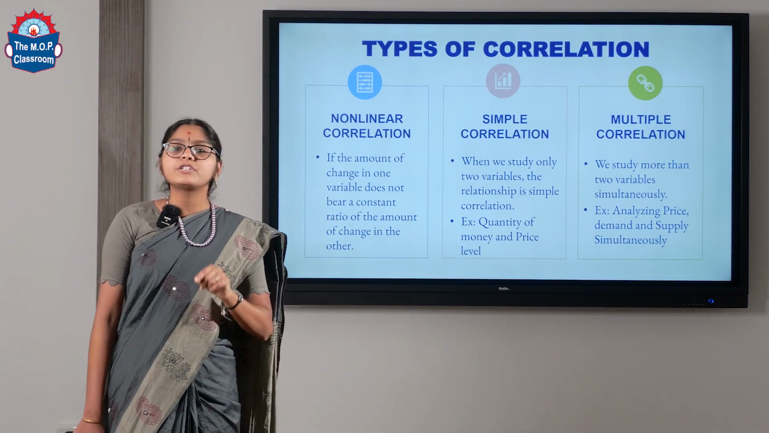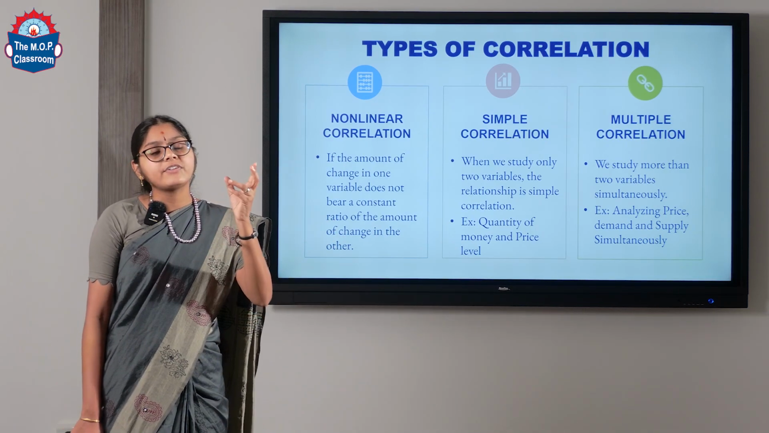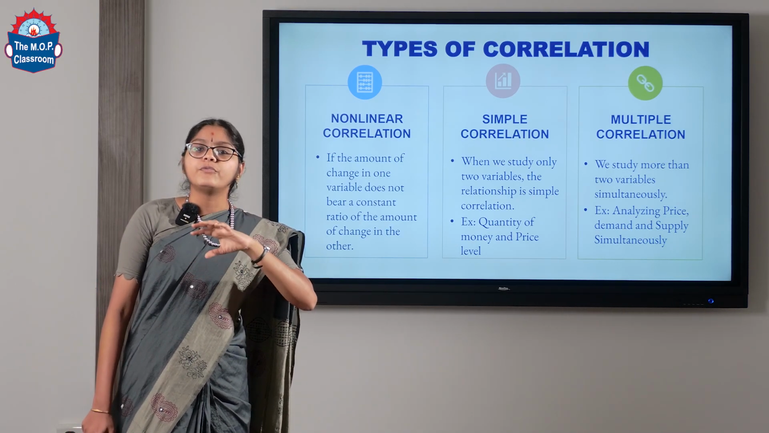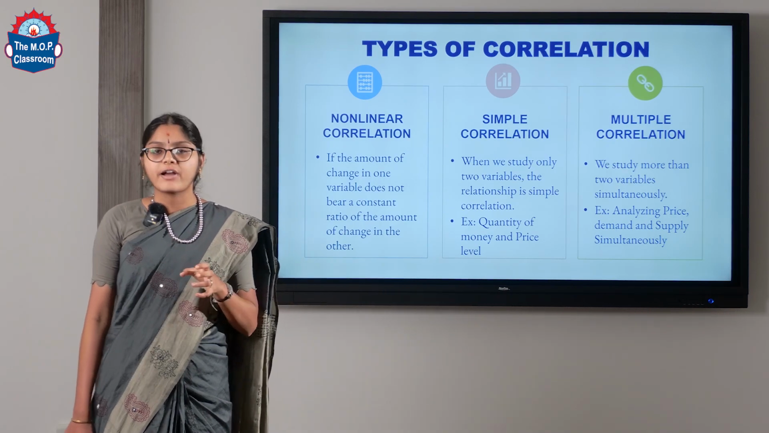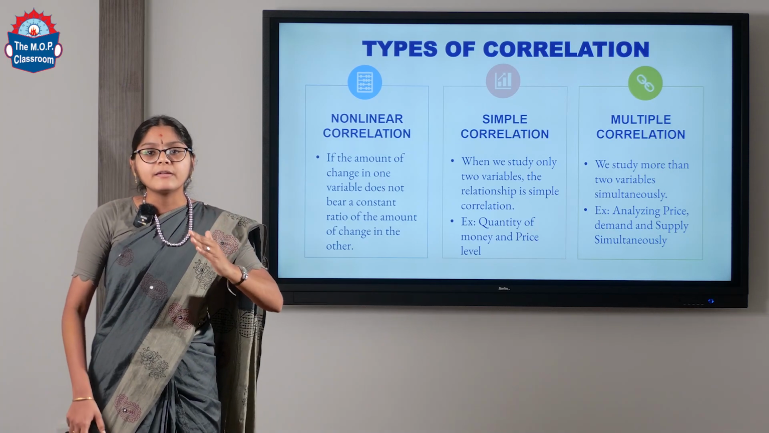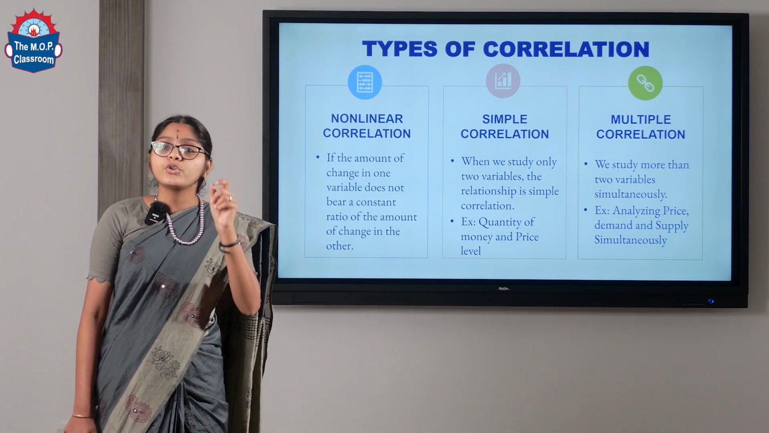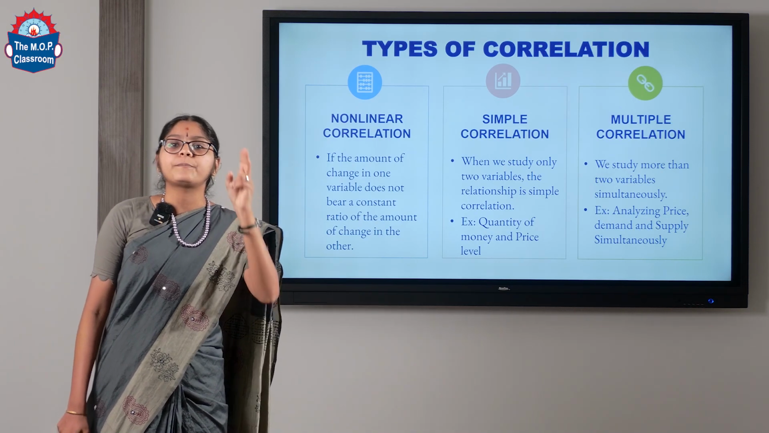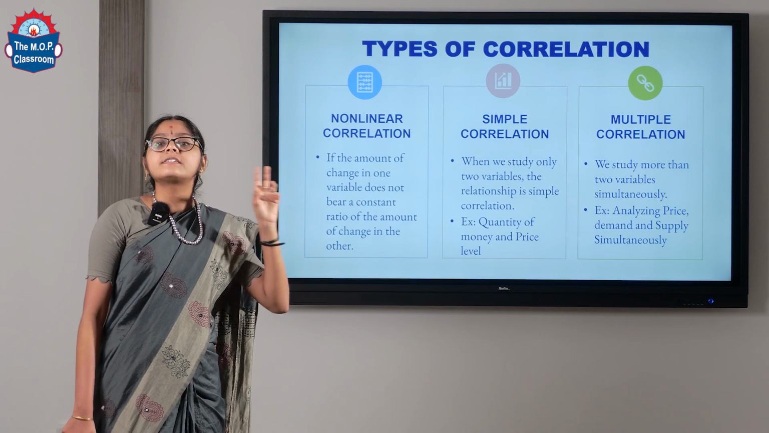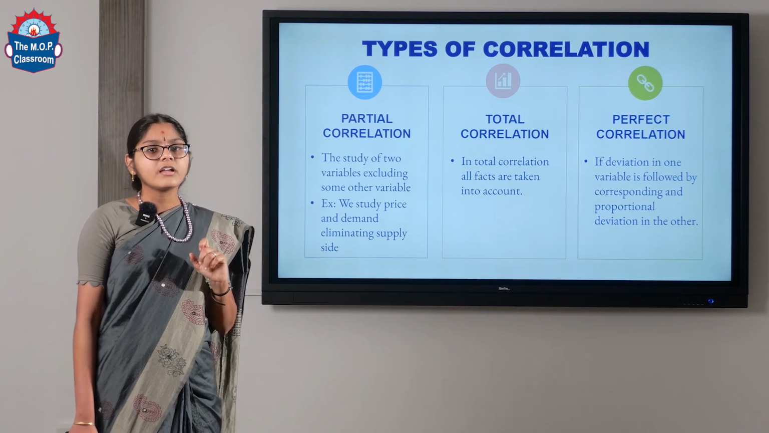Multiple correlation: here we study more than two variables simultaneously. We know that when we are going to find an equilibrium price and equilibrium quantity in the market, we are going to consider both supply and demand factors, right? We will be concerned about price, demand and supply simultaneously. Simultaneous clearing of the market will happen only when demand and supply are equal. So when you are going to deal with more than two variables simultaneously, it falls under the category of multiple correlation.